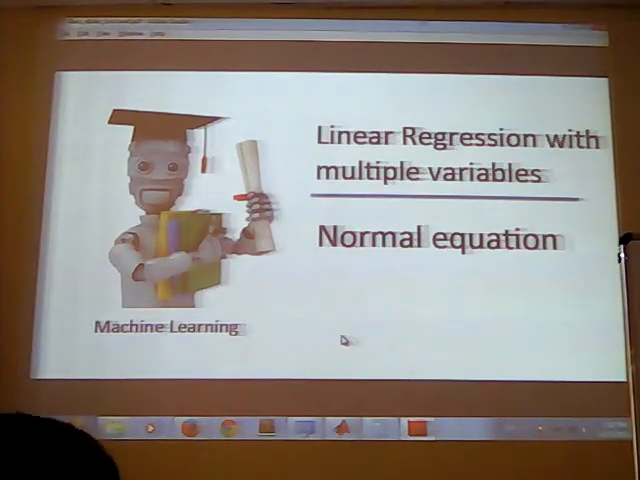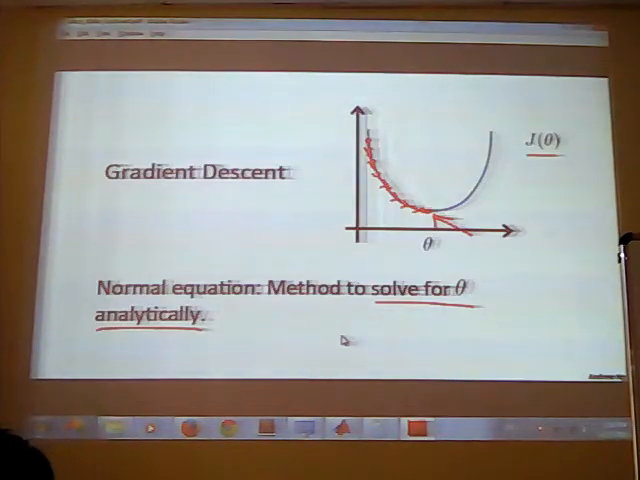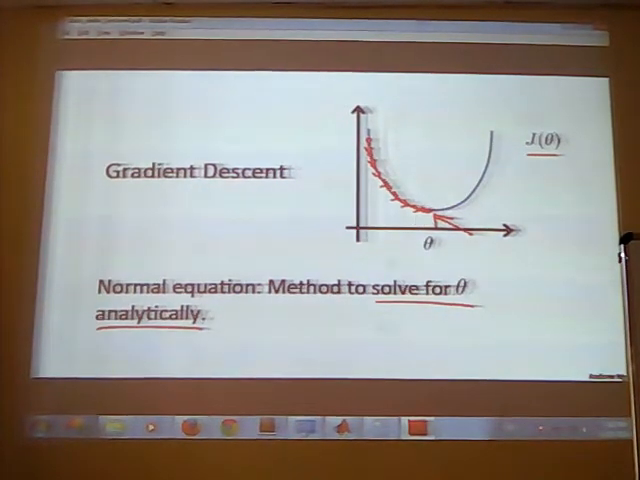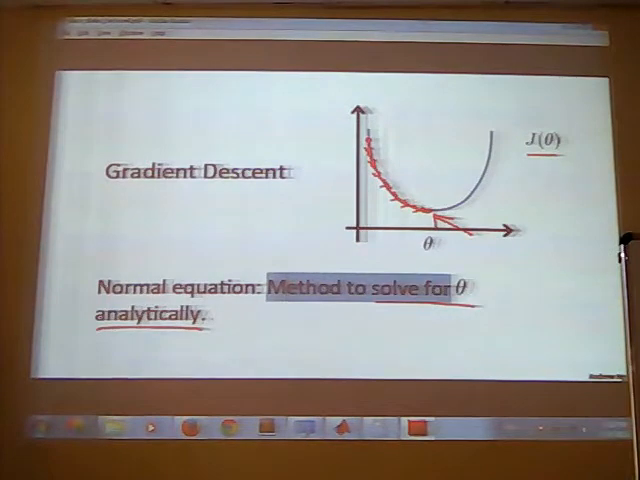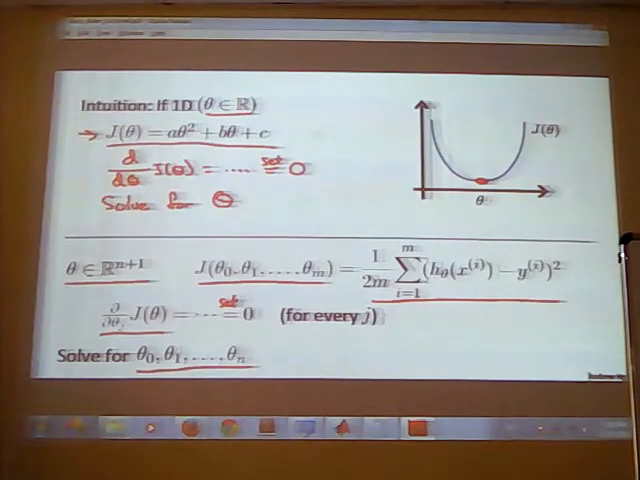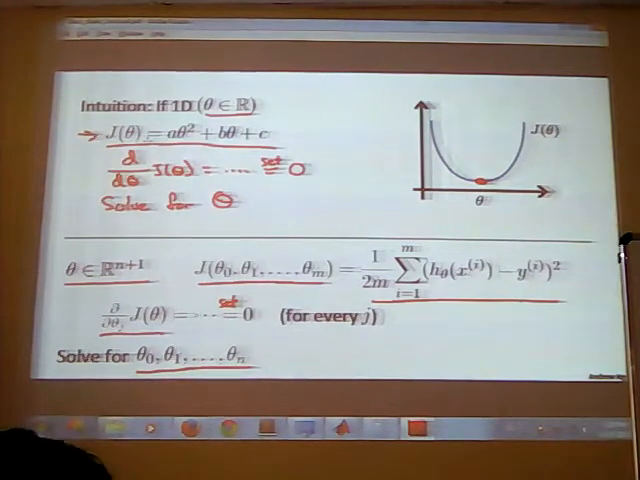Now we'll talk about the normal equation. As you can see, in gradient descent we were moving towards convergence and calculating the minimum value of j theta. The normal equation is a method to solve for theta analytically. You are going to learn about it in the upcoming slides. Suppose we have the equation of j theta as a theta square plus b theta plus c. How do we minimize this?